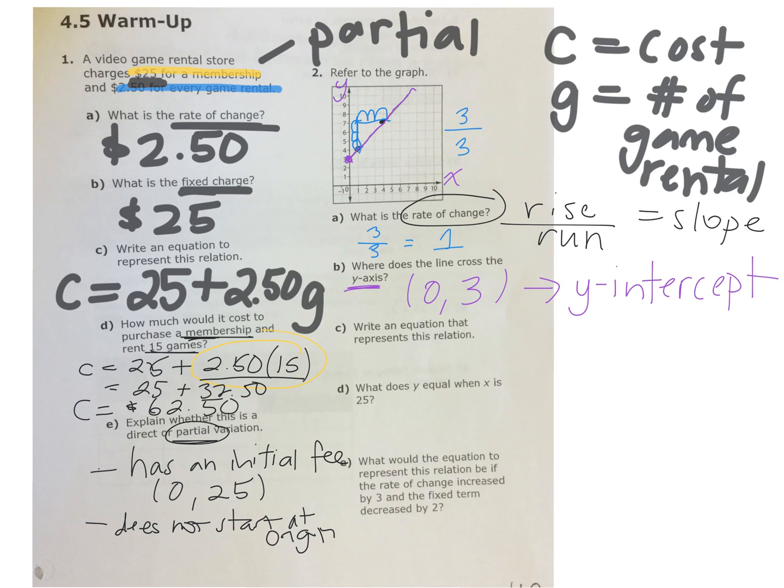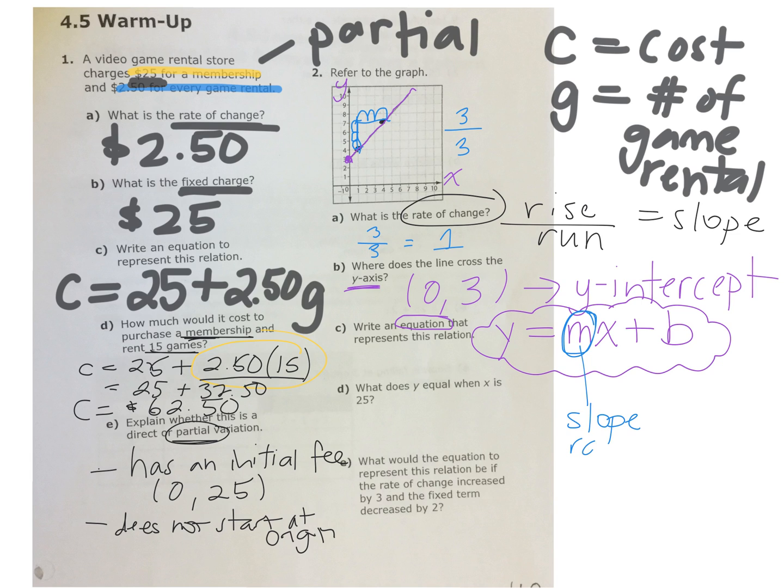But you're asked to write an equation to represent the relation. The equation will always be in the form y equals mx plus b. What does that mean? Copy this down, please. M is the number that's going to go in front of x, and that refers to your slope or your rate of change. And what do you think b refers to? What's the other thing we found? We found the slope and we found the y-intercept.